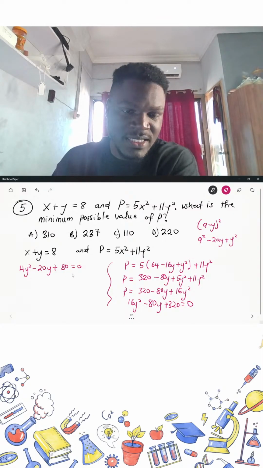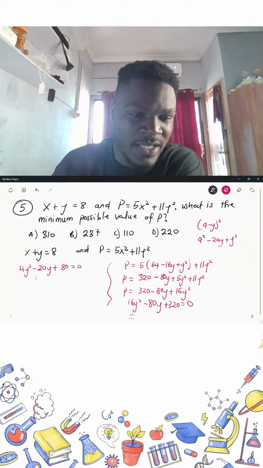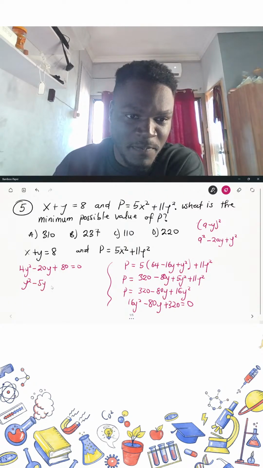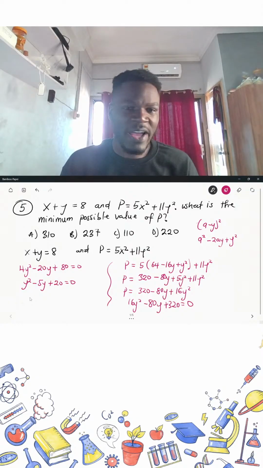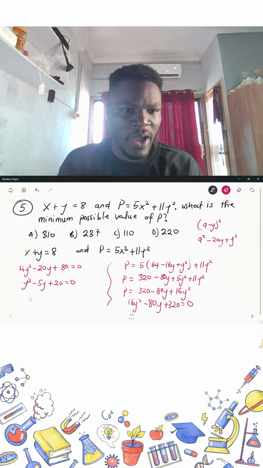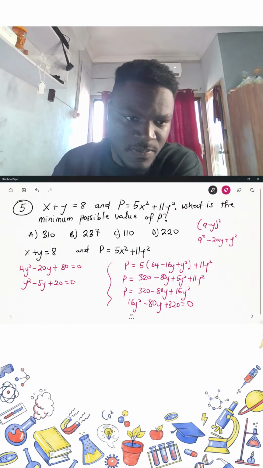I can still break this down further because 4 can still go there. So I'll divide all sides by 4. So 4 divided by 4 will just give me 1. So I have y squared minus 20 divided by 4 will give me 5y, and then plus, 4 will go into 80 20 times, and this is equal to 0. Okay, so now this is simplified enough for me to go ahead and try to solve this problem.